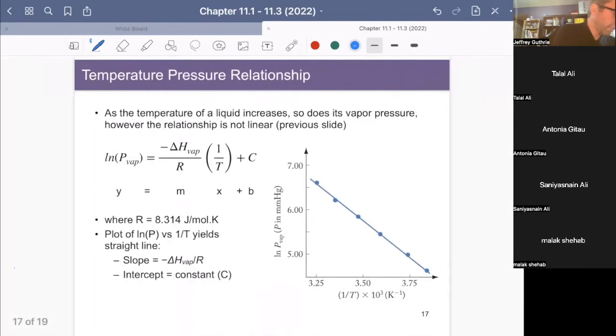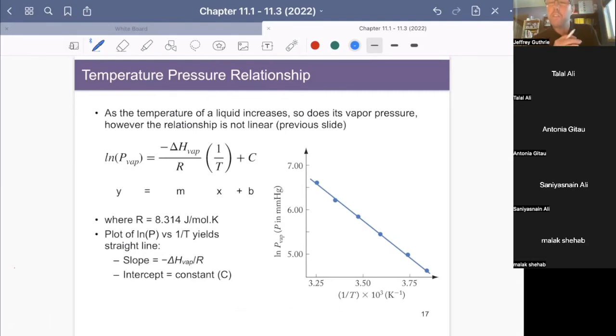Okay, so the last couple of slides here. Since that temperature-pressure relationship isn't linear, if we want to make it linear and make some predictions about what vapor pressure a particular compound would have at a certain temperature, we have to apply a slightly different calculation. The name of this equation is on the next slide. It's called the Clausius-Clapeyron equation.